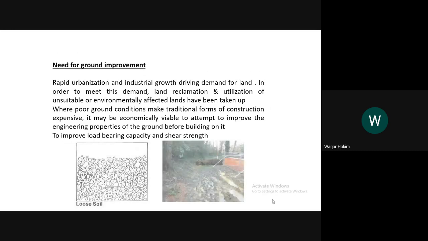So, the need for ground improvement techniques. Currently, we see that most of the problems come from urbanization. Rapid urbanization and industrial growth drive the demand for land. In order to meet this demand, land reclamation and utilization of unsuitable or environmentally affected lands will be taken up, where poor ground conditions may make traditional forms of construction expensive. It may be economically viable to attempt to improve the engineering properties of the ground before building on it, to improve load bearing capacity and shear strength.